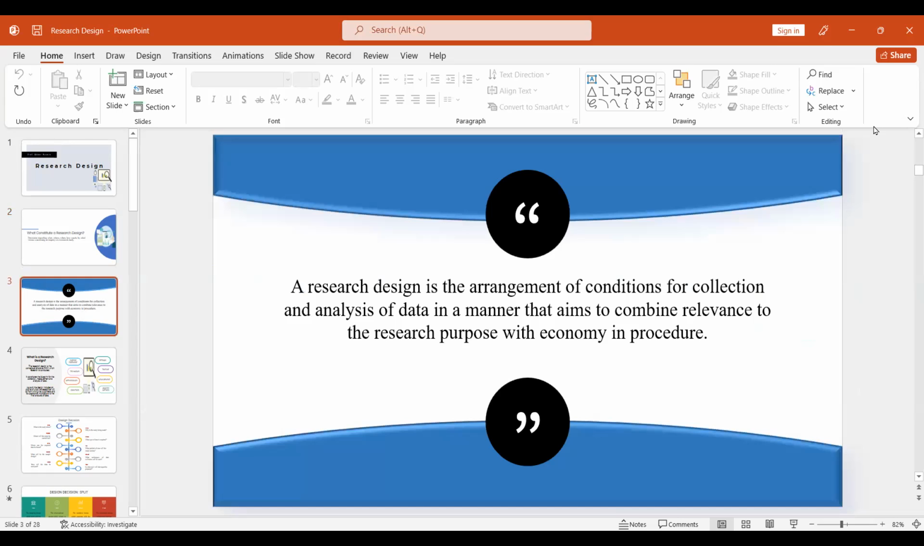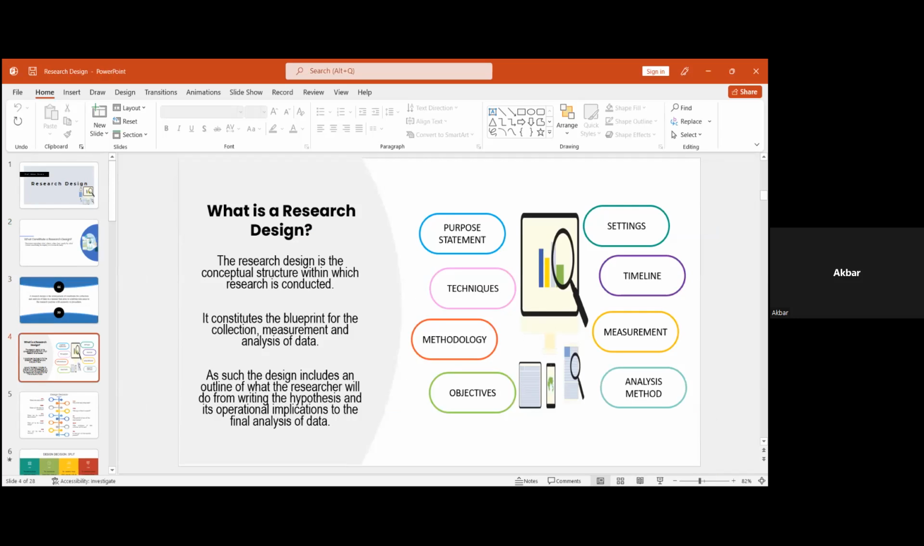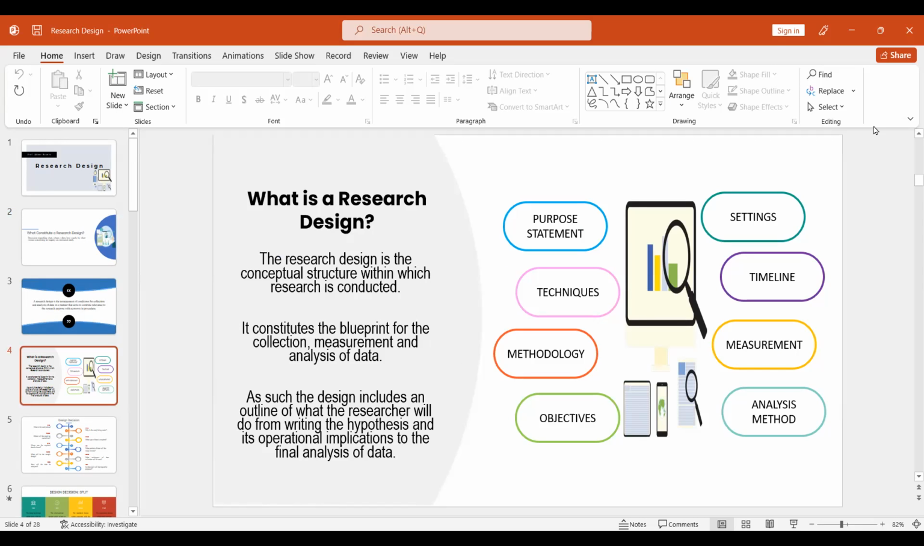So a research design is the arrangement of conditions for collection and analysis of data in a manner that aims to combine relevance to the research purpose with economy in procedure. Now the question arises, what is a research design? In this context, the model I have prepared includes the purpose of the statement, setting, techniques, timeline, methodology, measurement, objectives, and analysis method.